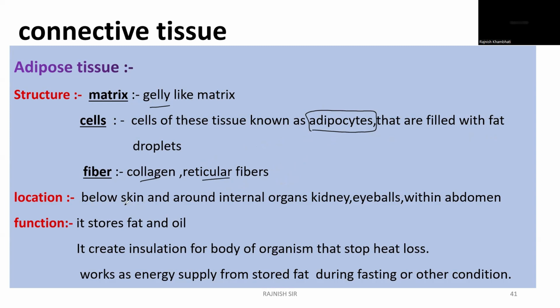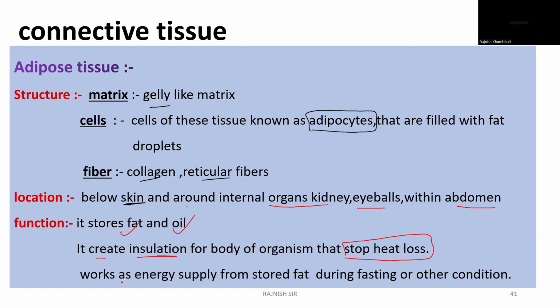Location of the adipose tissue: where can you find them? It is below the skin. Then around internal organs, like kidney, eyeball, and into your abdomen. And the function is to store fat and oil, and it creates insulation for the body so that we can stop the heat loss. Heat should not get lost by the body. So it provides insulation like a natural jacket, so that heat will not go outside.